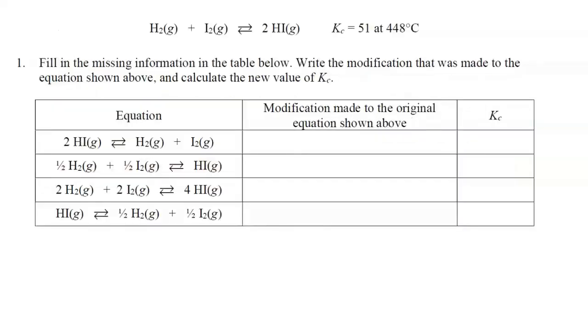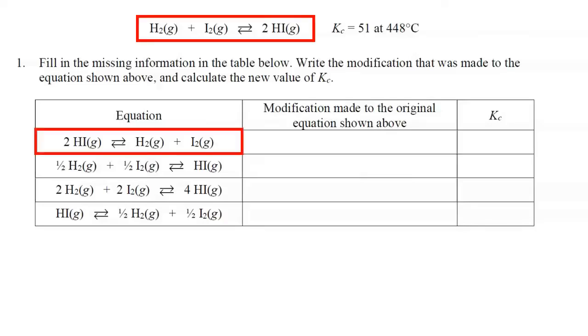Question 1. Fill in the missing information in the table below. Write the modification that was made to the equation shown above and calculate the new value of Kc. So the original equation that is shown at the top of this slide is H2 plus I2 to produce 2HI, and the value of Kc for that equation is 51. Our first example shows 2HI produces H2 plus I2, so we can see that the modification that was made to the original equation shown above is that the equation has been reversed.